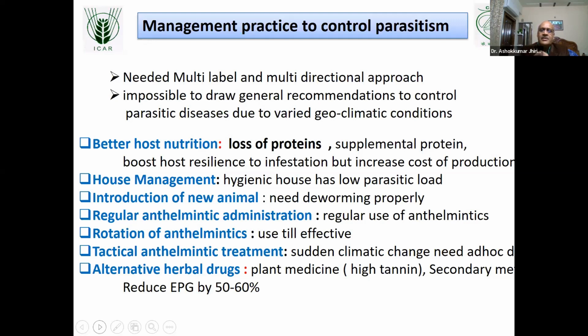Tactical treatments: whenever there is a requirement, a high load of infection because of disturbed climatic conditions, you give an ad hoc treatment.